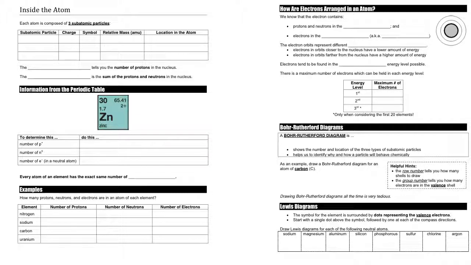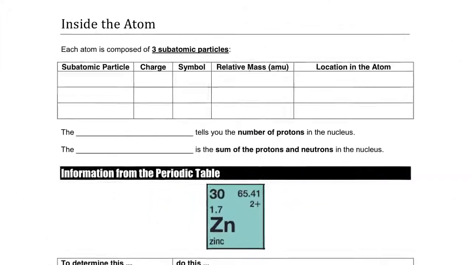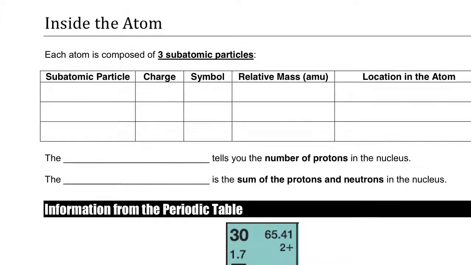So we've been talking about atoms and we're going to look at what's inside the atom. Inside the atom there are three subatomic particles. The root of the word subatomic is atomic, so atoms, and the prefix sub means within. So subatomic particles are particles that are within the atom. And you're probably familiar with these already.